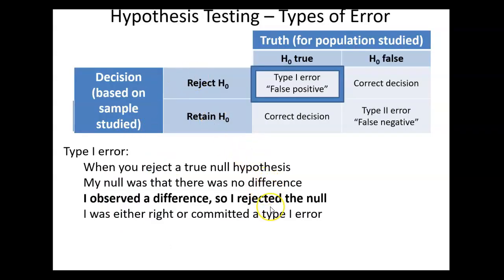So in this case, you would have rejected the null hypothesis. So when you rejected the true null hypothesis, your null was that there was no difference. You observed a difference, so you rejected the null. In this case, you were either correct or you committed what's called a type 1 error, which is a false positive.